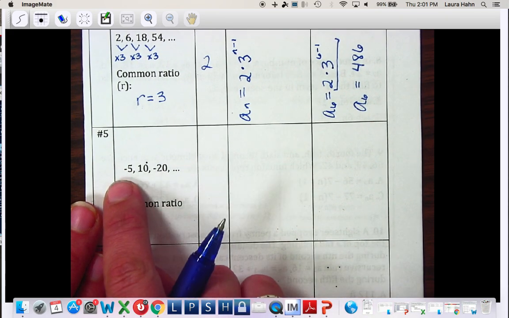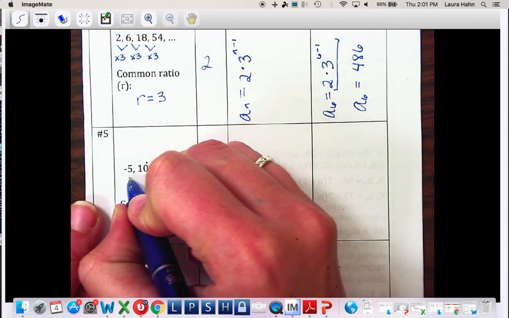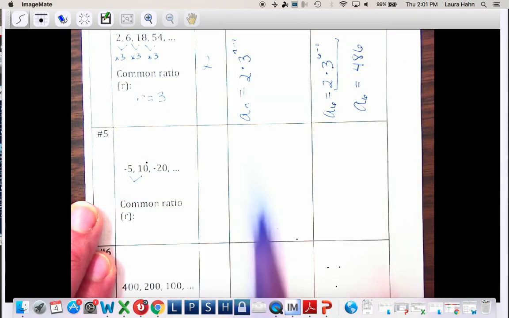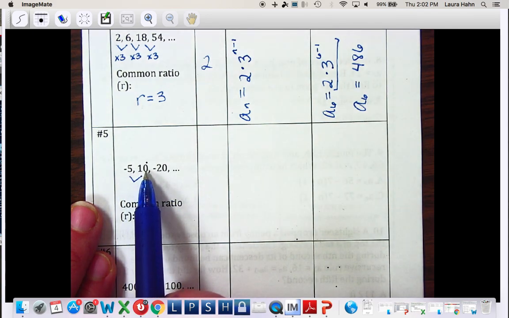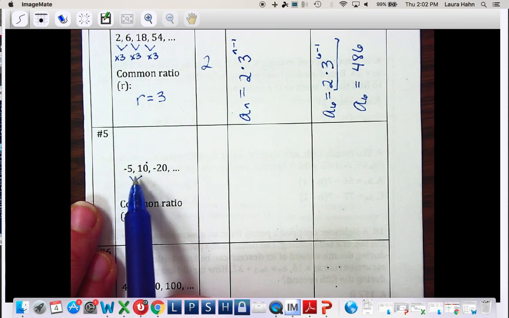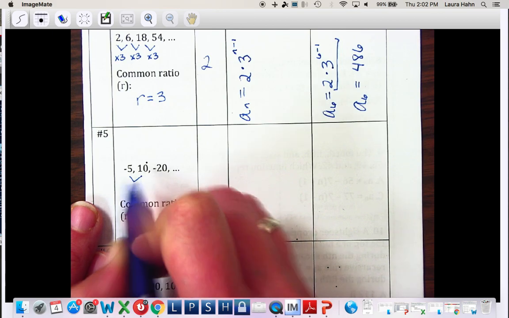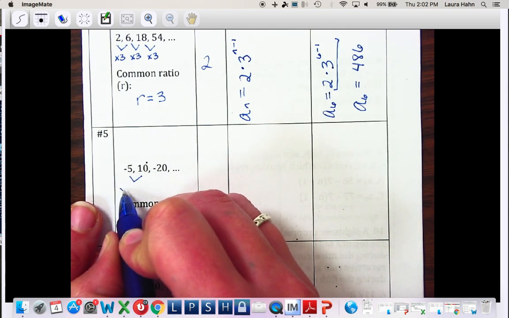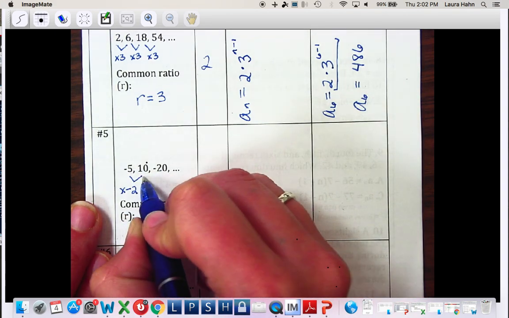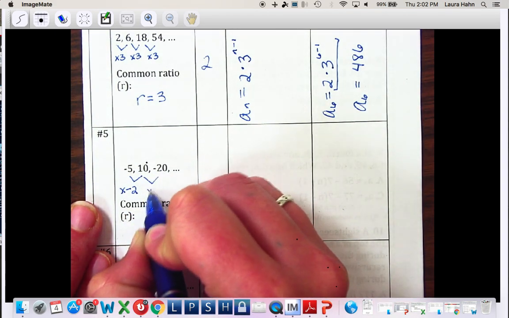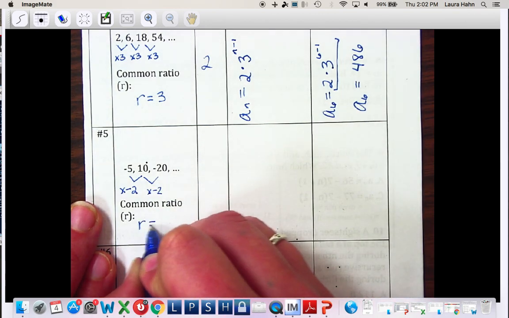Okay, on this one, I'm going from -5 to 10 to -20. Okay, well, first of all, I need to figure out, since it's geometric, what are we multiplying by? -5 times what is a positive 10? Well, a negative times a negative is a positive. 5 times 2 is 10. So I know that -5 times -2 would give me a positive 10. I know that 10 times -2 would give me a -20. So my R, my common ratio, is -2.